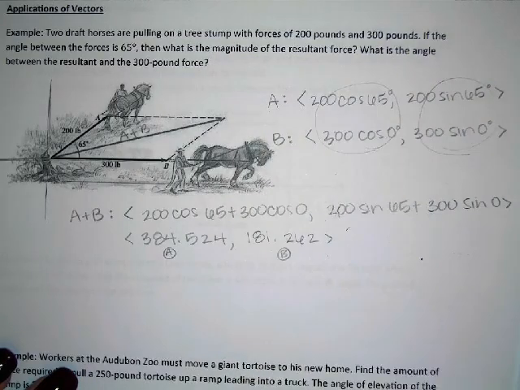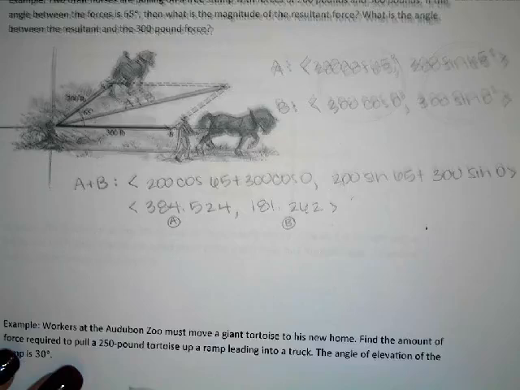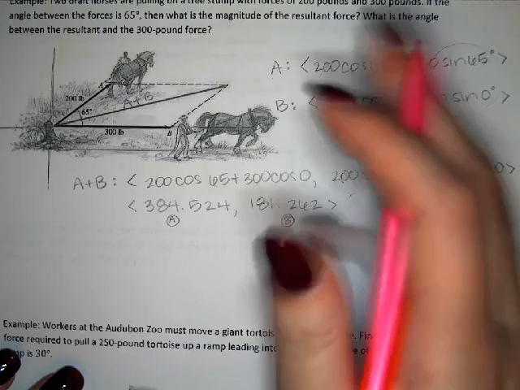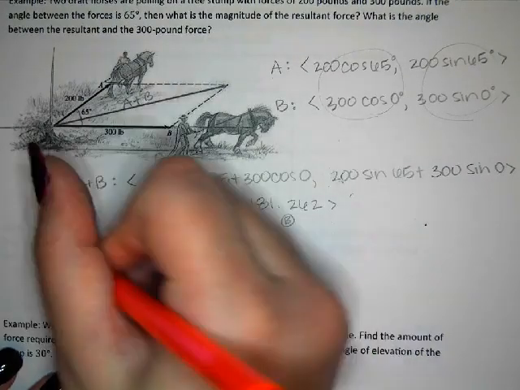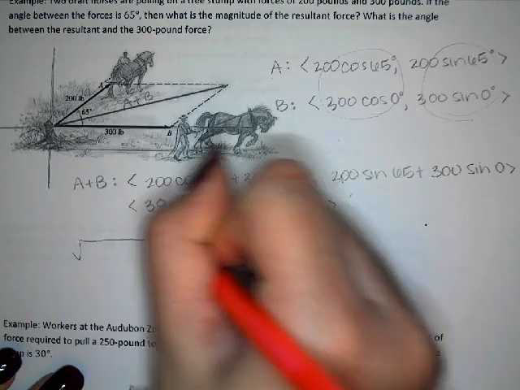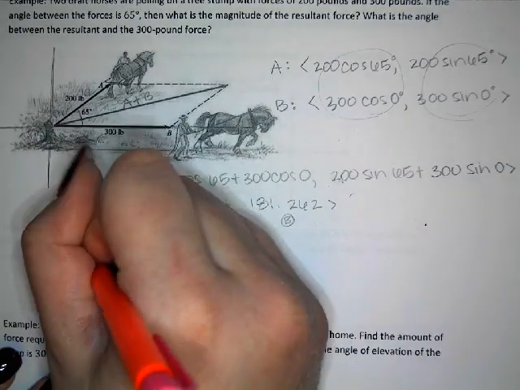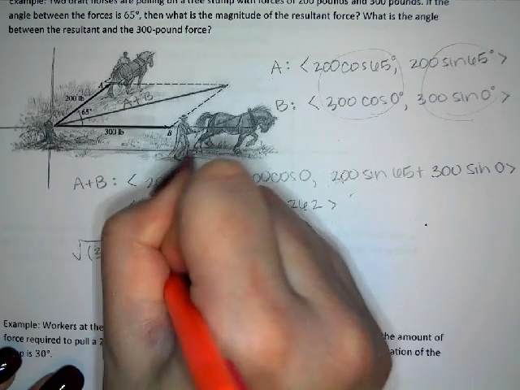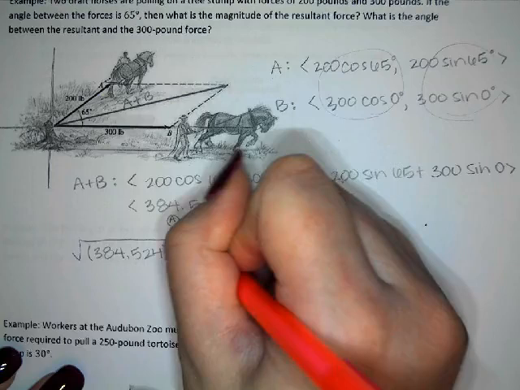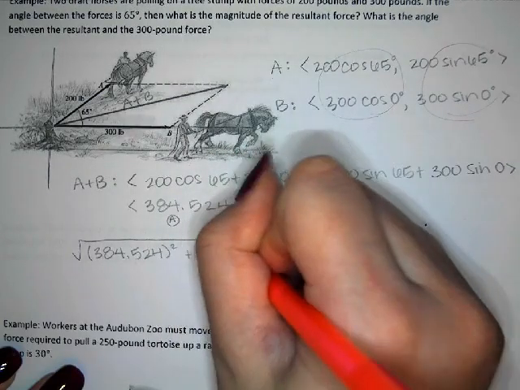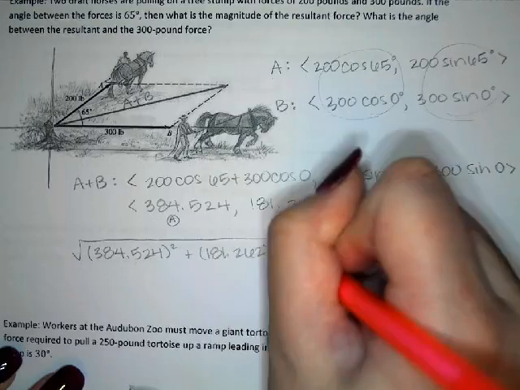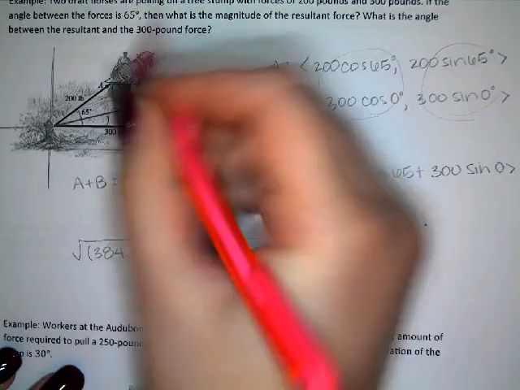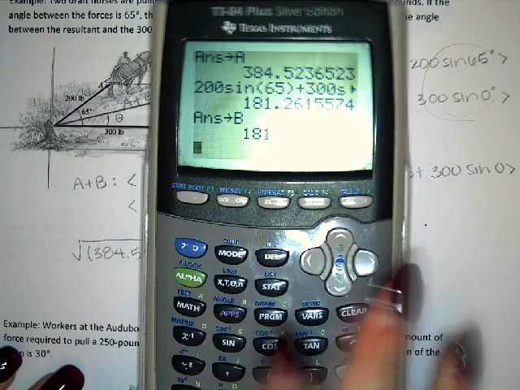So I have to do the square root of this resultant, so the square root of 384.524 squared plus 181.262 squared. And then I want to find the angle that's right here. I'm going to label this as theta. So square root of A squared plus B squared. And the decimals are still on the screen, so if you didn't want to save them, you could go up and just copy paste them.